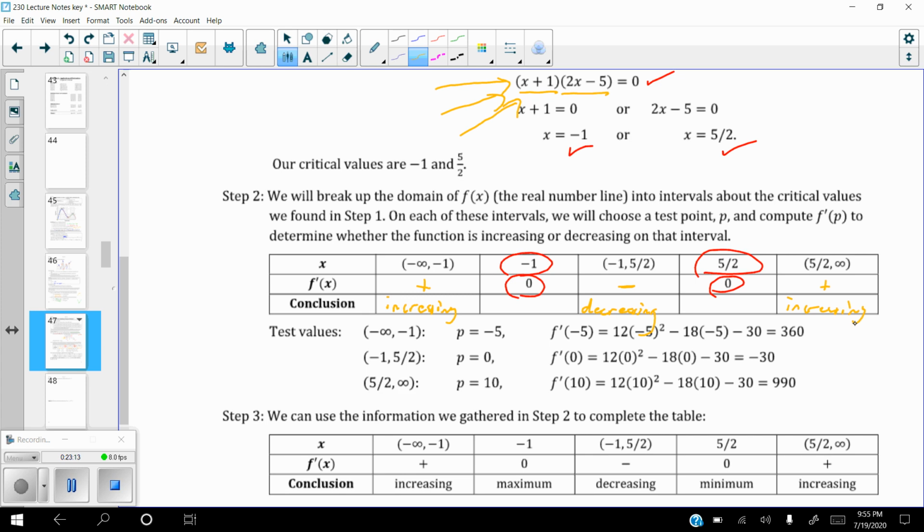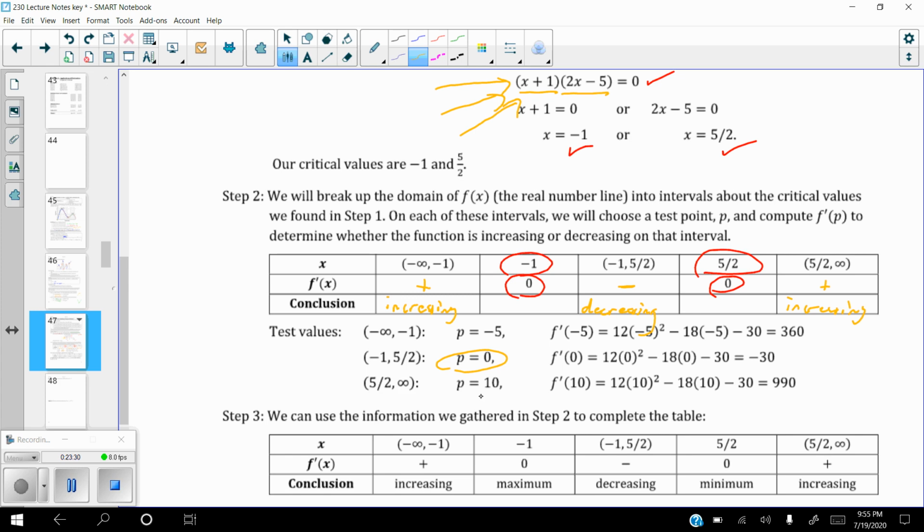Oh, they did pick values, I'm sorry. They picked p equals -5, 0, and 10. Well, the 0 was the same, but they just picked -5 instead of my picking -2, and they picked 10 instead of my picking 3. But it all works out to exactly the same thing, positive, negative, positive.